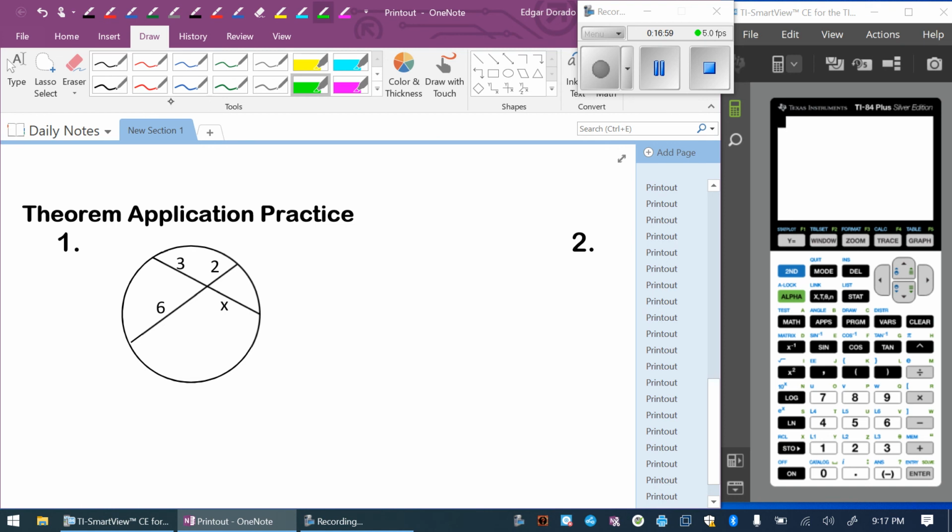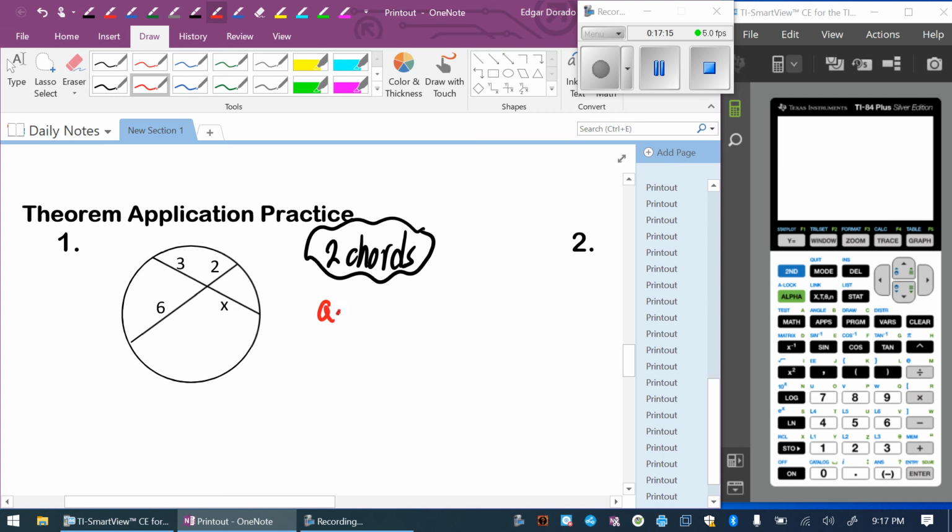The first thing you should do, guys, is ask yourself, what's happening? Is this two chords? Is this a secant and a tangent? Or is this two tangents? Well, as you can see here, these are two chords. We have a formula when we're dealing with two chords: A times B equals C times D. Remember, A and B belong to the first chord. C and D belong to the second chord.